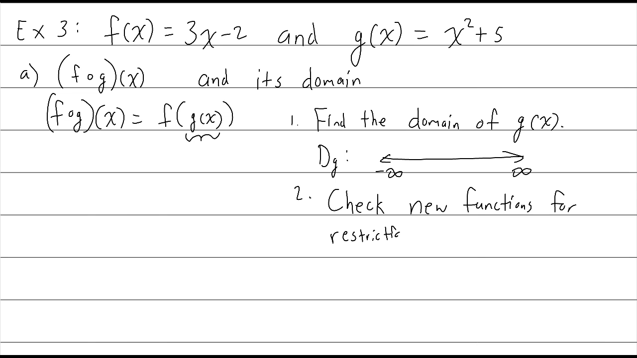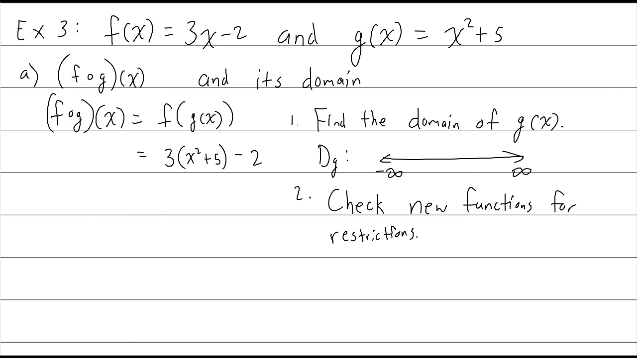In other words, make sure there's no way you can get 0 in the bottom or any square roots. Okay, let's see what the new function looks like. f of g of x. So f of x is 3x minus 2. g of x is x squared plus 5.